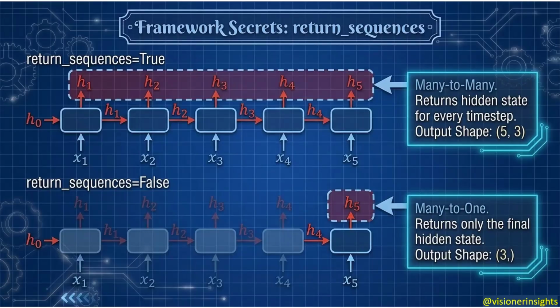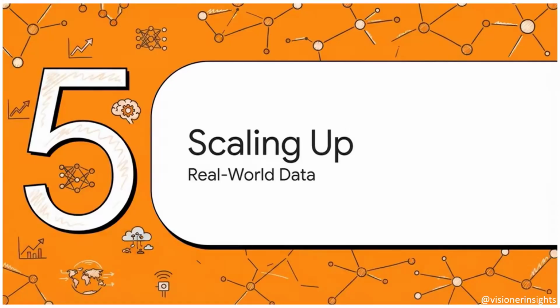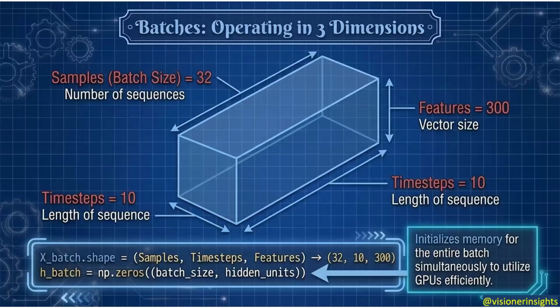Section 5. Scaling for the real world. Because let's face it, real AI models do not process one single sequence at a time. That would take forever. To utilize GPUs effectively, we have to scale into multiple dimensions. Let's see how this builds into 3D tensors. Instead of a single sequence, we feed the model a batch of sequences simultaneously. So our data shape becomes a 3D block.